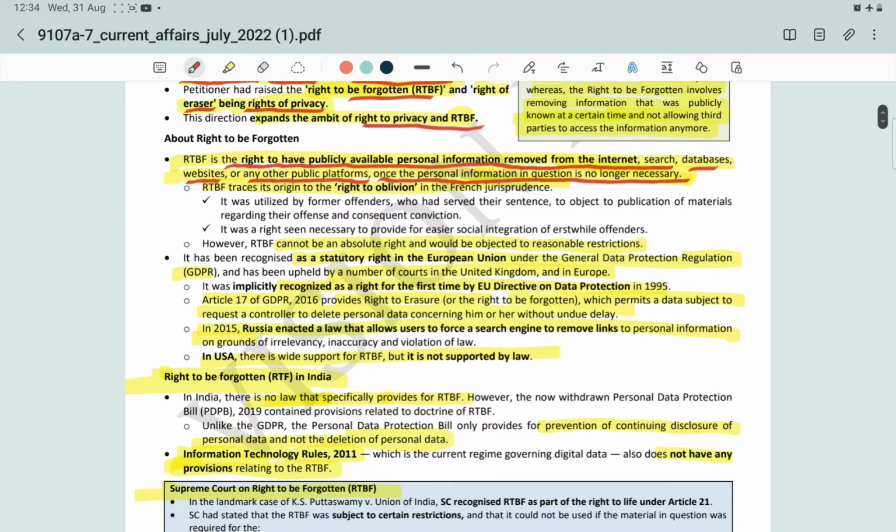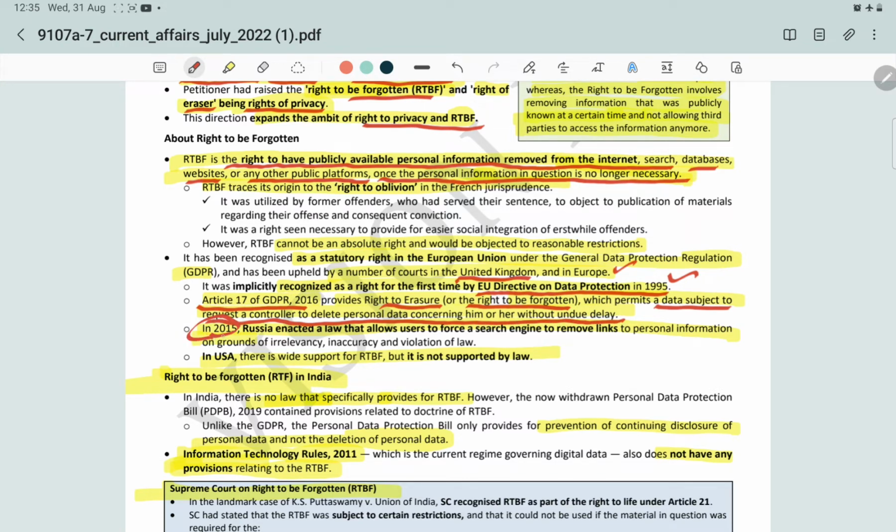The right to be forgotten is a statutory right in the European Union under the General Data Protection Regulation, and has been upheld by a number of courts in the United Kingdom and in Europe. It was implicitly recognized as a right for the first time by the European Union Directive on Data Protection in 1995, and Article 17 of the General Data Protection Regulation 2016 provides the right to erasure, or the right to be forgotten, which permits a data subject to request a controller to delete personal data concerning him or her without undue delay.